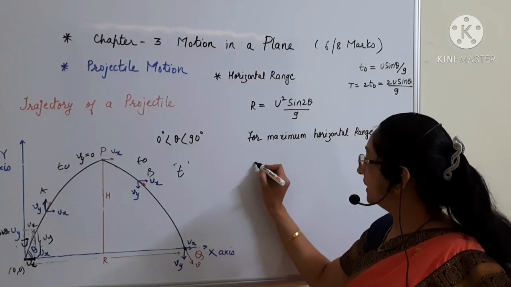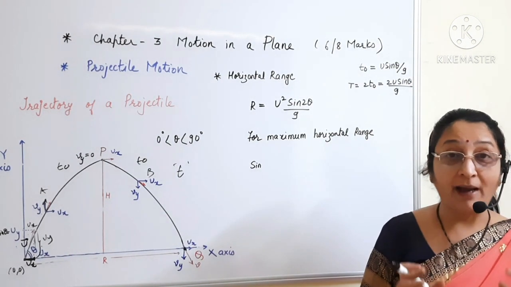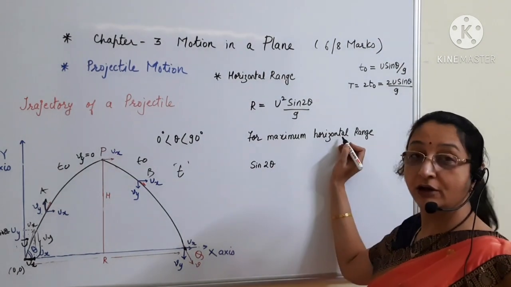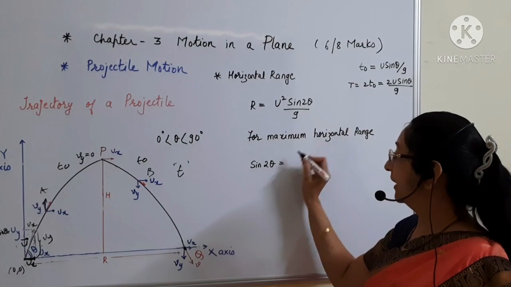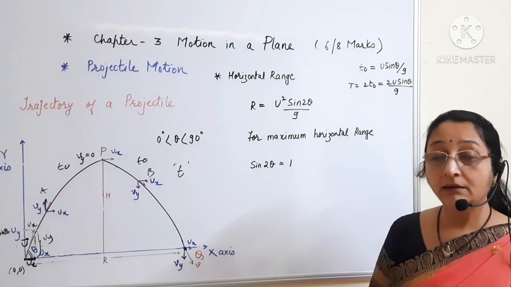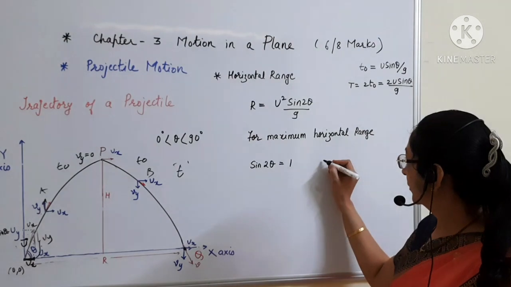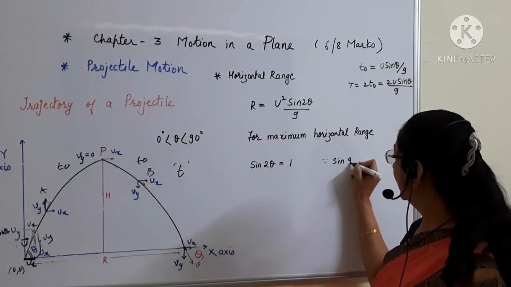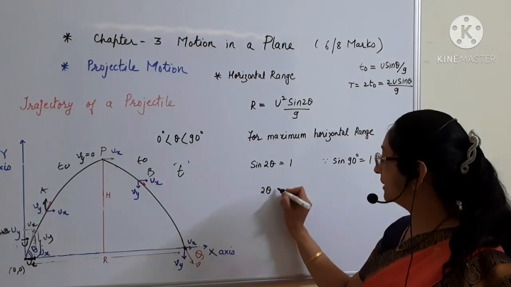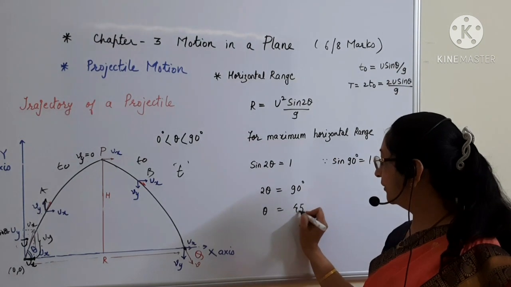the maximum value of the sine of any angle is 1. So sin of 2 theta: we want the maximum horizontal range, so we took its maximum value. Sin of 2 theta is 1. So the sine of which angle is 1? 90 degrees, since sine 90 equals 1. So we write here 2 theta is equal to 90 degrees. So theta is equal to 45 degrees.